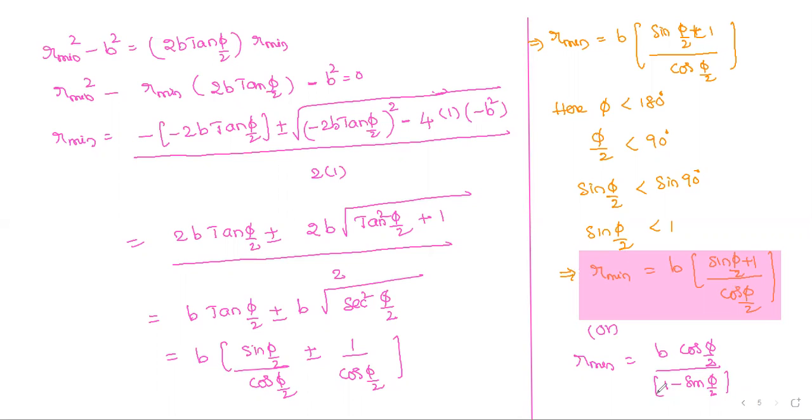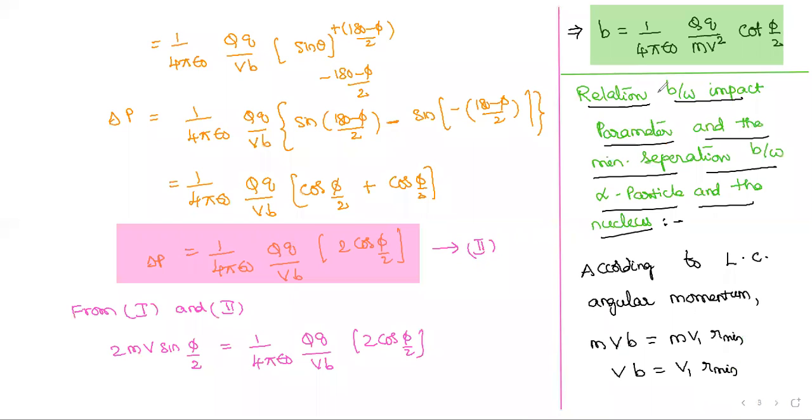I should not take sine phi by 2 minus 1. Why? Because I already explained here sine phi by 2 is less than 1. So 1 minus sine phi by 2. This is also another answer. Anyone you can take, both are correct. Better I take another color. It is not highlighting more. Yeah, this is better. This is the relation between minimum distance and impact parameter, and here we got the scattering angle. This is the story, the relation between those two. Here impact parameter and scattering angle, and also the impact parameter and minimum separation.